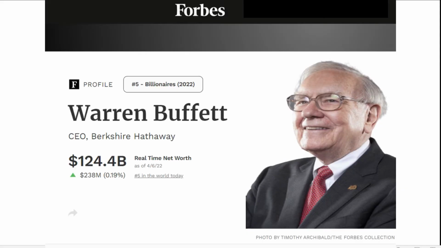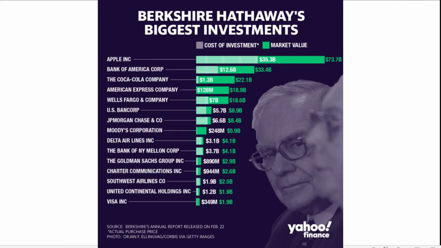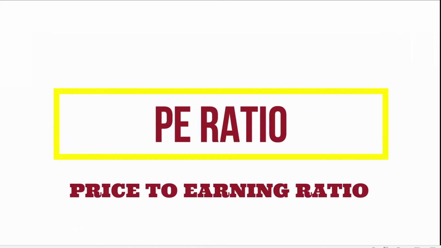Hi everyone. Today we will talk about one of the favorite ratios of Warren Buffett. All of us know that Warren Buffett is one of the greatest investors in the stock market. He is known for his ability to pick very high growth stocks. So the ratio which I am going to talk about is called PE ratio.